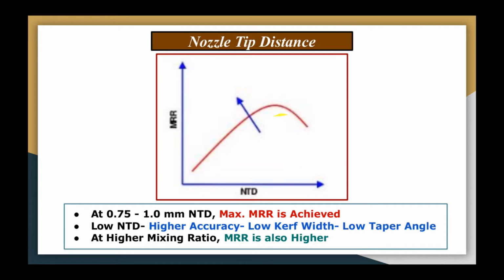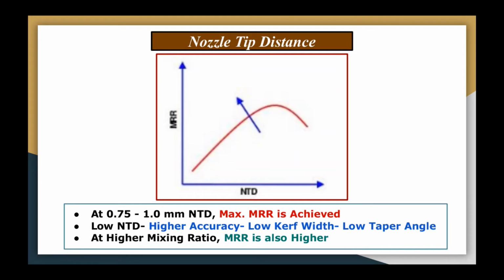The volumetric MRR is increasing, and then you have the maxima over there, and then it starts decreasing. If you take the example at 0.75 to 1 mm nozzle tip distance, maximum MRR is achieved. Okay, you can see here also.